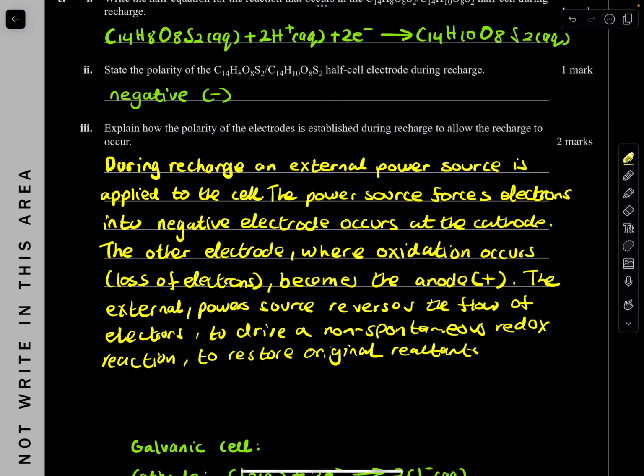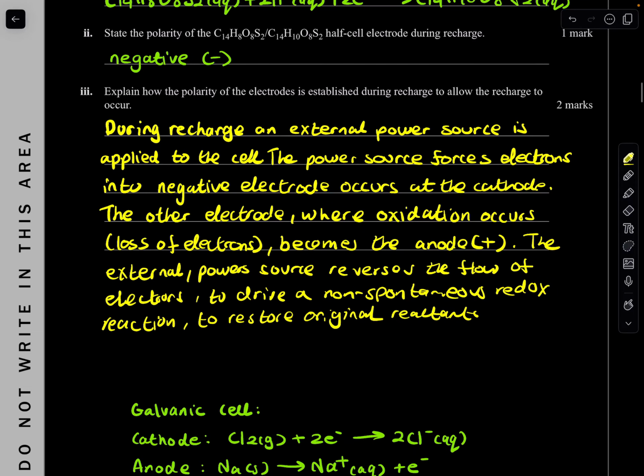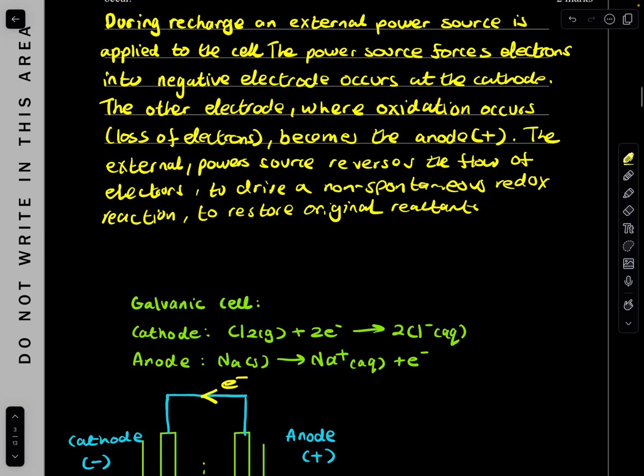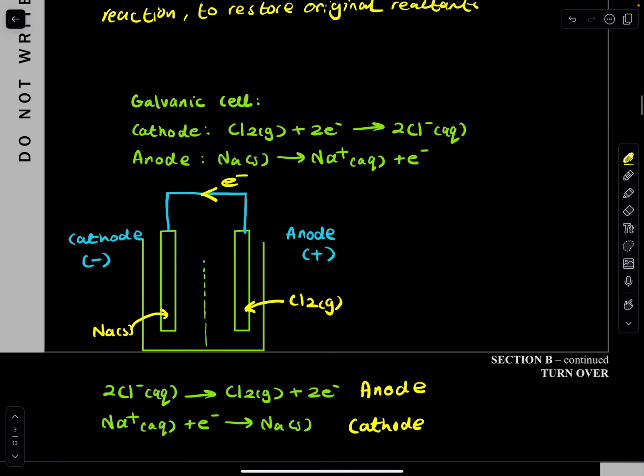Sounds good. Determine how the polarity of electrodes is established during recharge. So during recharge, an external power source is applied to the cell. The power source forces electrons into the negative electrode, where reduction occurs at the cathode. The other electrode, where the oxidation occurs, loss of electrons, becomes the anode. And so the external power source reverses the flow of electrons to drive a non-spontaneous redox reaction to restore the original reactants.